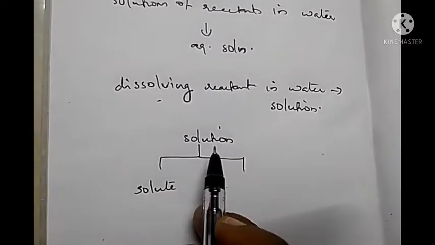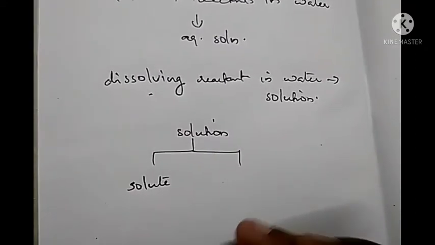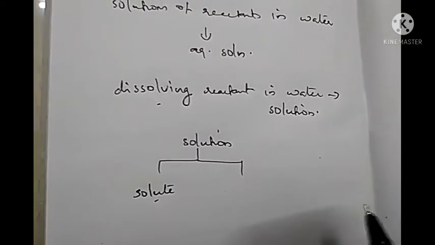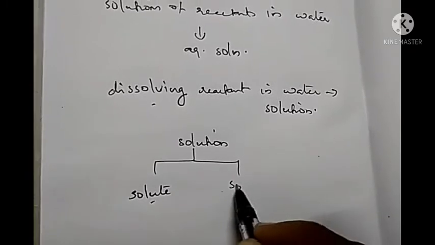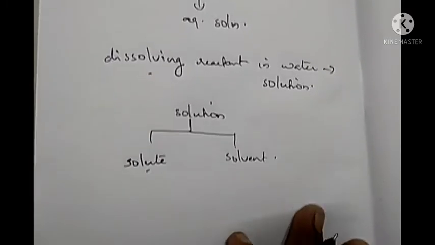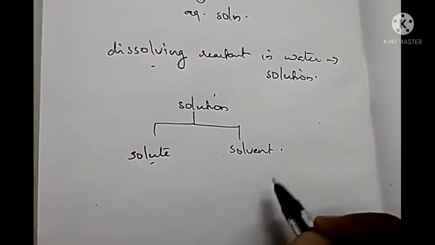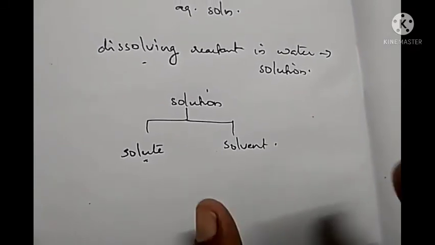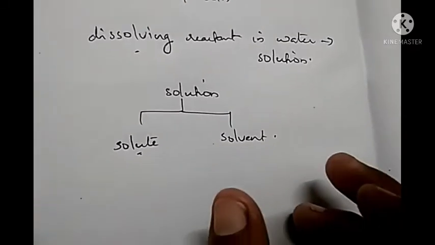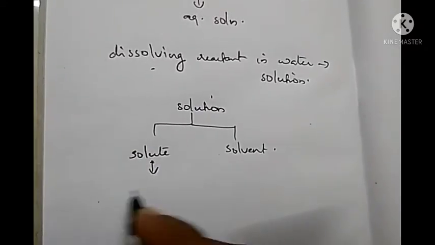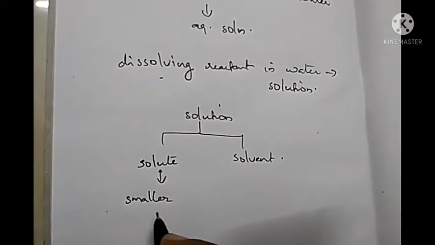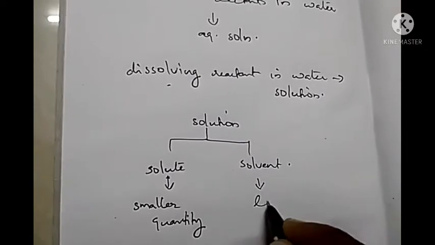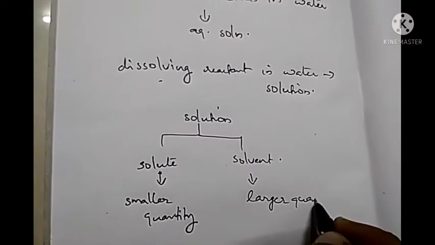If we are making a solution, we are dissolving a chemical substance in water. That chemical substance is present in smaller amount, so that is known as the solute. And the substance which is present in larger quantity is known as the solvent. So when we make the aqueous solution, water acts as the solvent and that chemical substance acts as the solute. A solution contains a mixture of two or more different constituents, and the constituent present in smaller quantity is known as the solute, and the constituent present in larger quantity is known as the solvent.